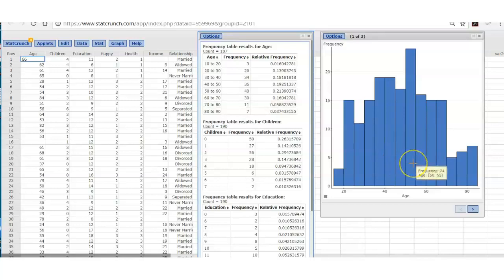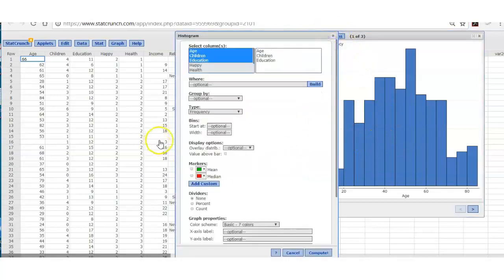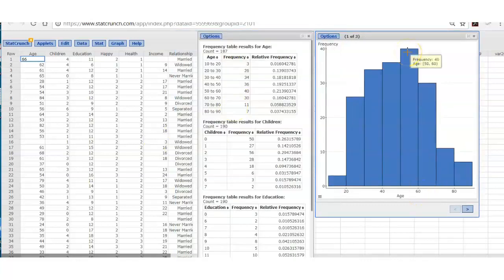If we want our histogram to match the classes that are in our frequency table, we could go back to this and edit it. So we want our bin width to be 10. From this we can see the highest frequency class is the one from 50 to 59. The lowest is the one from 10 to 19. And we've got most of our data grouped in this area, especially between age 30 and age 59.